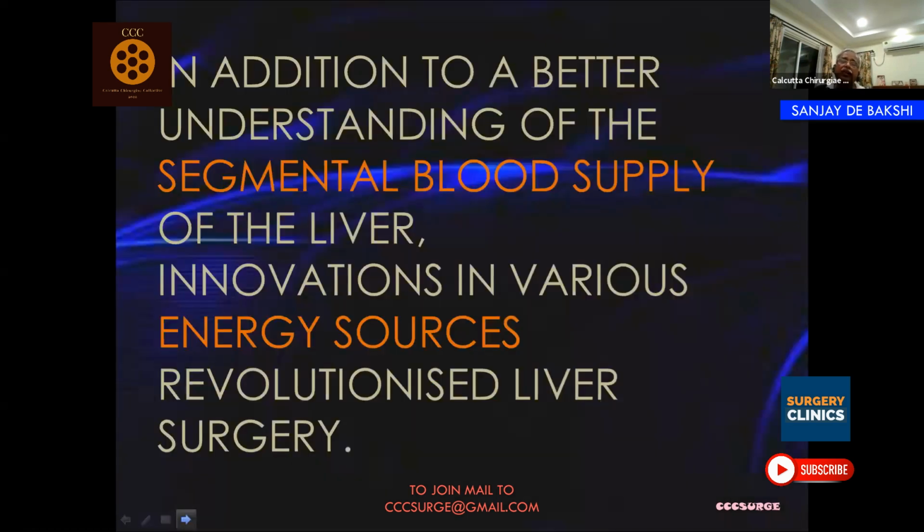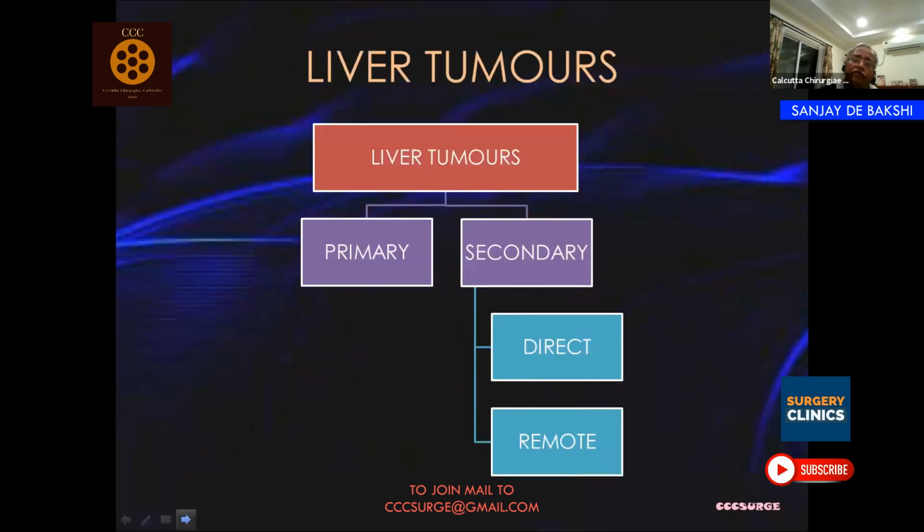An understanding of the segmental blood supply of the liver and innovations in various energy sources revolutionized liver surgery. We'll go through it next class when we go through HCC, all the energy sources and how hepatectomy is carried out. But if you look at liver tumors, you have primary liver tumors, which we are going to address at the next Thursday class.